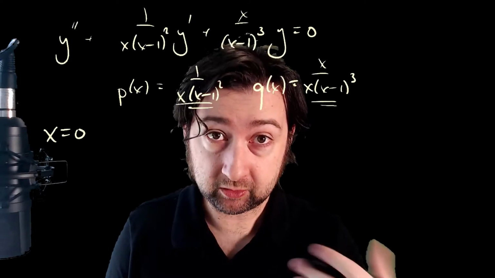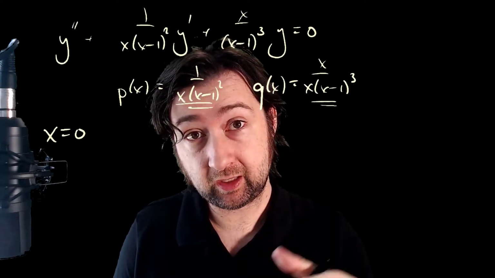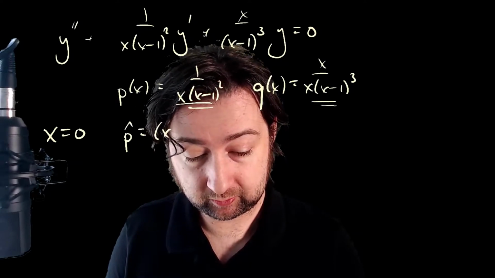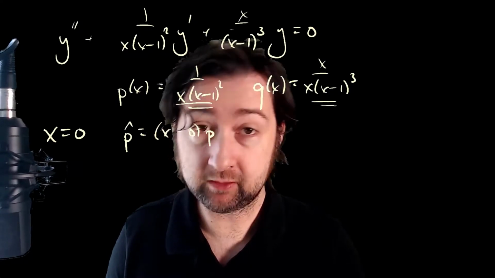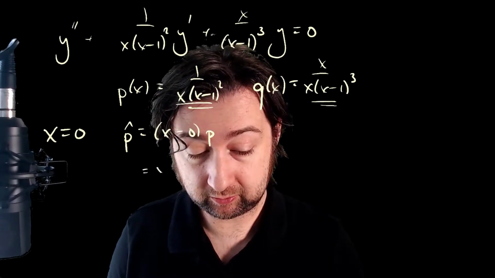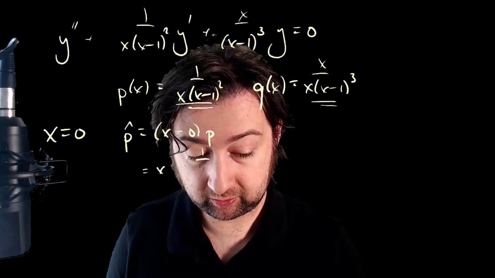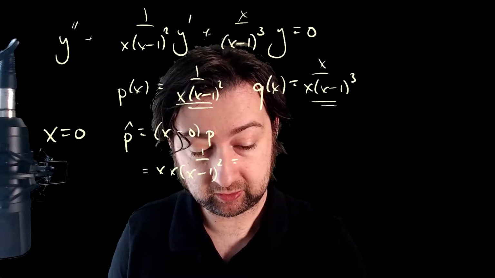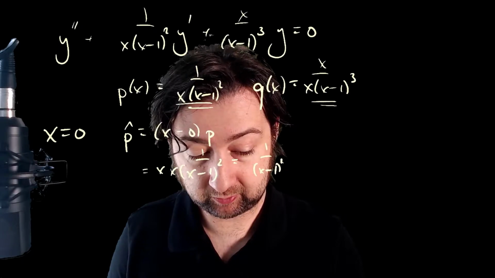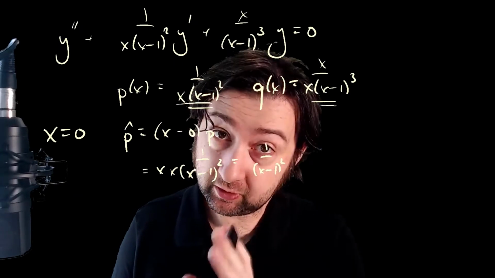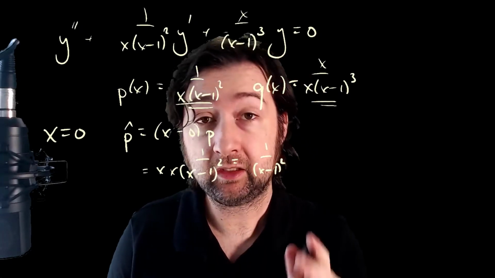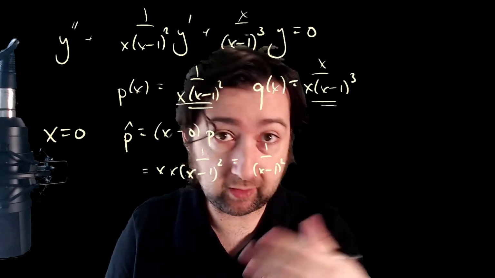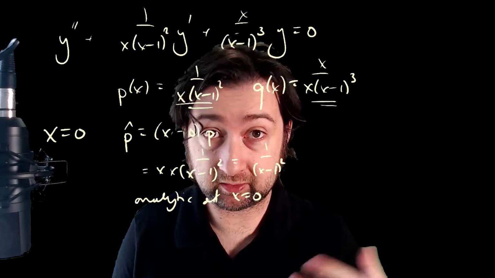Well, we can check by looking at the functions p hat and q hat. Remember that p hat is equal to x minus 0 times p, which in this case is equal to x times 1 over x minus 1 squared times x, which is 1 over x minus 1 squared. And that function, even though it still has that asymptote at 1, it's analytic at 0, because this function is perfectly happy at x equals 0. There's no asymptote. This function is analytic at x equals 0.